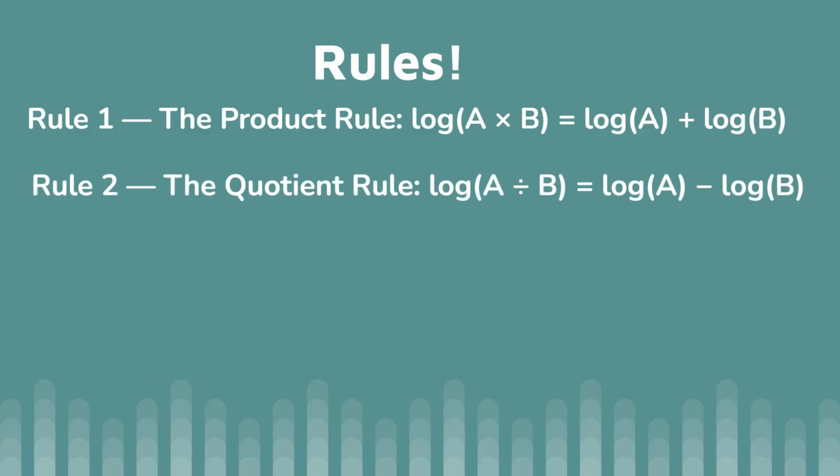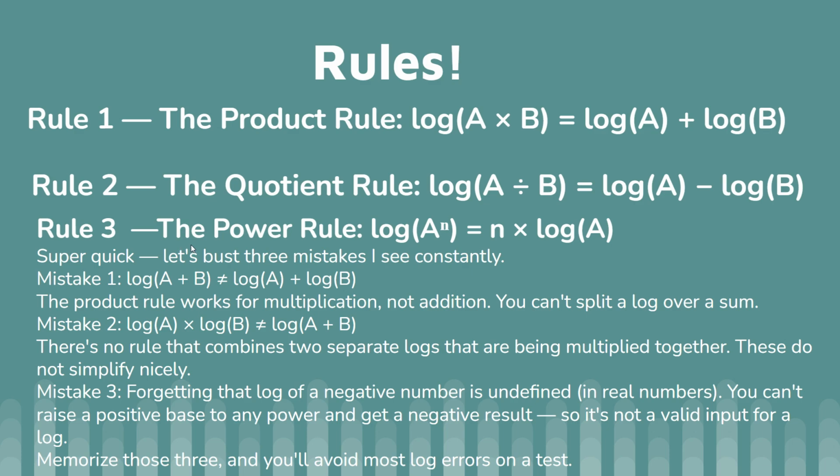Rule 2, the quotient rule. Log of A divided by B is equal to log A minus log B. Division inside of a log becomes subtraction outside. Rule number 3, the power rule. Log of A to the power n is equal to n multiplied by log A. An exponent inside of a log can be pulled out as a multiplier. This one is especially useful for solving equations where the variable is in an exponent.